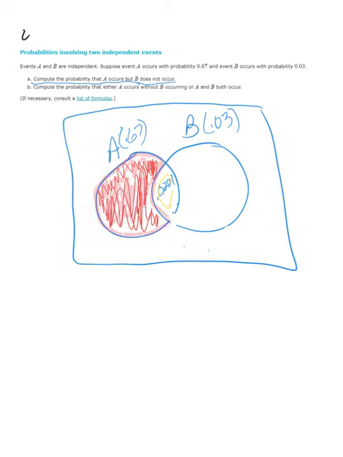So I think about that. What is that? Well, the whole circle A is 0.67, and I don't want to include this part of it, this 0.0201. So I would subtract that away from the 0.67 to get my answer. So 0.67 minus 0.0201, and that leaves me 0.6499 for my answer to this one.